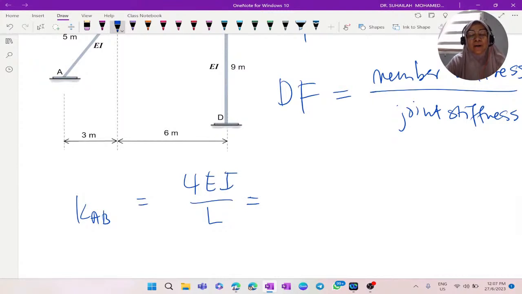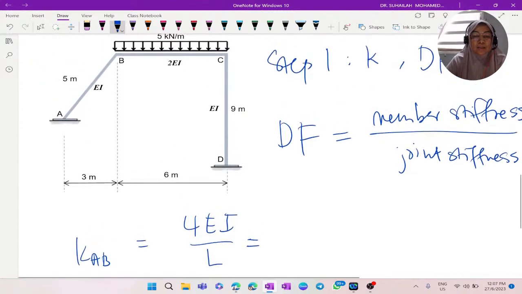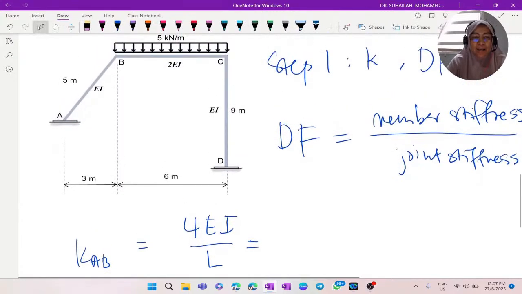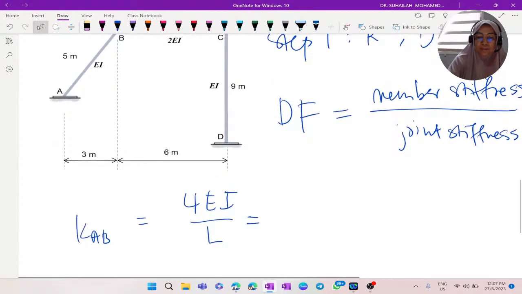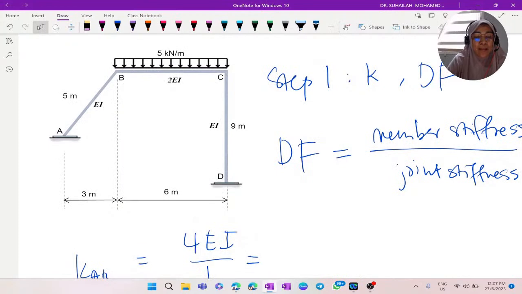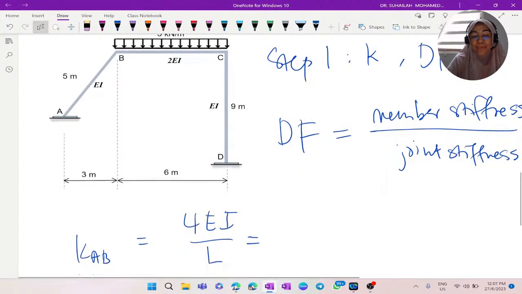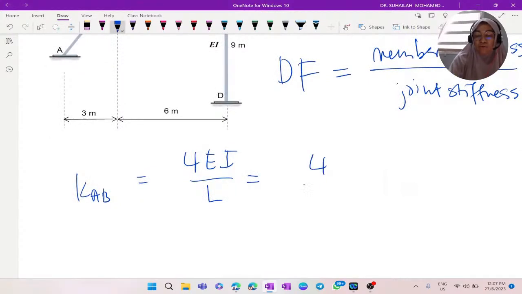4EI over L. Since EI is not given, it doesn't matter. We can just remain in terms of EI. So we just need to substitute the L value. In the diagram, the length of AB is given as 5 meter. So it is 4 over 5 EI. So we get 0.8.